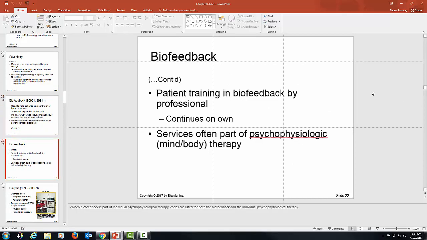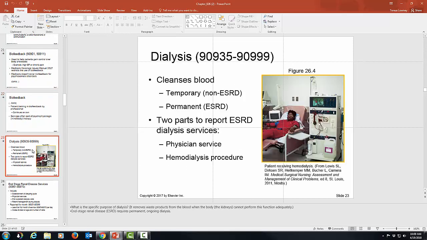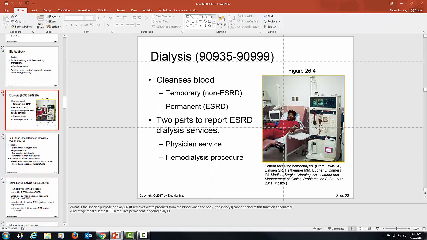Patient has to be trained in biofeedback by the professional and then continues on their own. So sometimes those services are included there. Again, you need to read carefully. Dialysis is in this section, even though it doesn't seem like it should be, but this is where it is. So we have dialysis cleansing the blood, either temporary or permanently. So temporary is non-ESRD, non-end stage renal disease, or permanent is end-stage renal disease. 2 parts to report this dialysis service, the physician service and the hospital side.